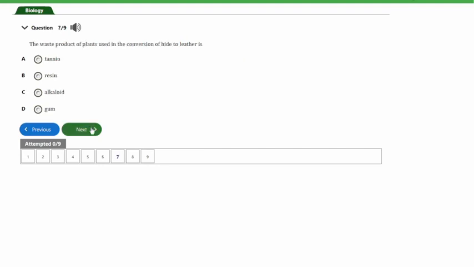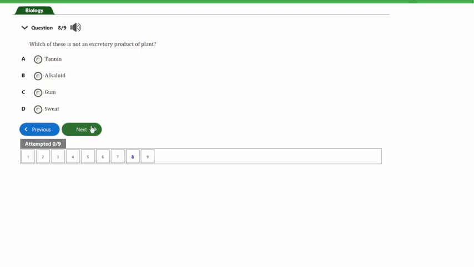So let's look at the next question. That's question number 7. It says, the waste product of plants used in the conversion of hide to leather is A. Tannin, B. Resin, C. Alkaloid, D. Gum. So guys, already we've answered this question right before now, and we already know that the answer to this question is option A, and that's the tannin.